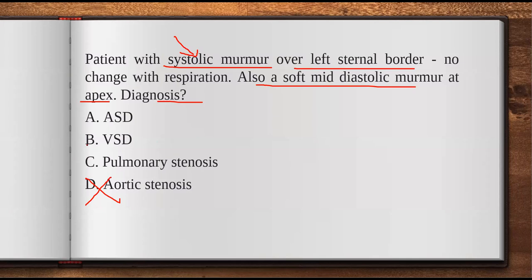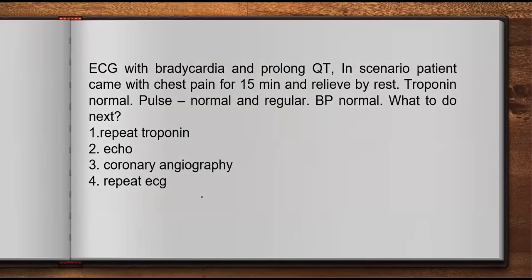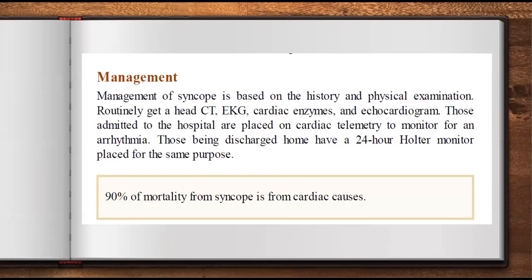Left sternal border, systolic murmur, you can easily rule out aortic stenosis, right? Now, VSD can cause left sternal border murmur if it is in the lower. ASD causes upper left sternal border murmur. Okay, pulmonary stenosis, it can cause it, but it doesn't cause two types of murmur. Unlikely.